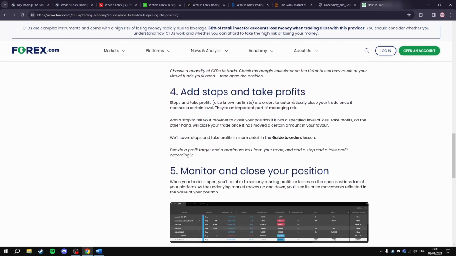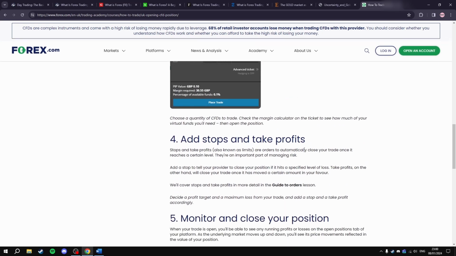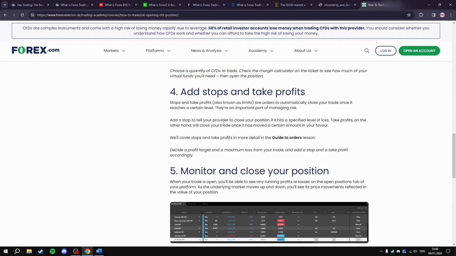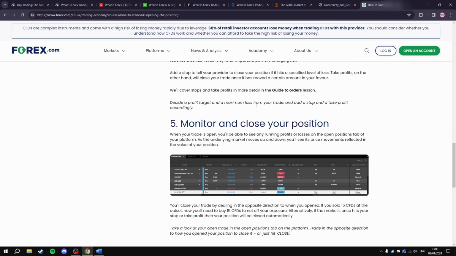Add stops and take profits. Stops and take profits, also known as limits, are orders to automatically close your trade once it reaches a certain level. They're an important part of managing risk. Add a stop to tell your provider to close your position if it hits a specified level of loss. Take profits, on the other hand, will close your trade once it's moved a certain amount in your favour. We'll cover stops and take profits in more detail in the guide to order types lesson. Decide a profit target and the maximum loss from your trade and add a stop and take profit accordingly.